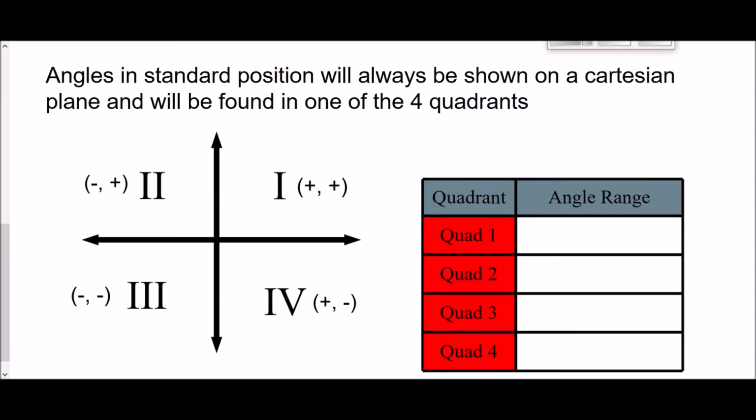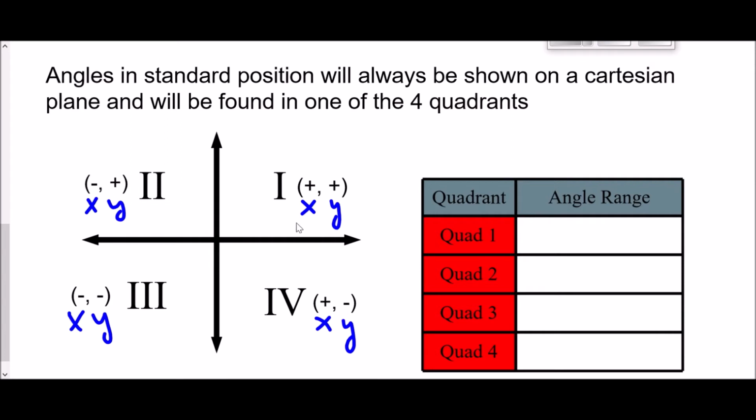If you look at this, each quadrant has specific values and signs for the x and y coordinates. For quadrant 1, x is positive, y is positive. Quadrant 2, x is negative, y is positive. For quadrant 3, x is negative, y is negative, so both x and y are negative. And for quadrant 4, starting from the origin, 0, 0, x is positive and y is negative. Alright?